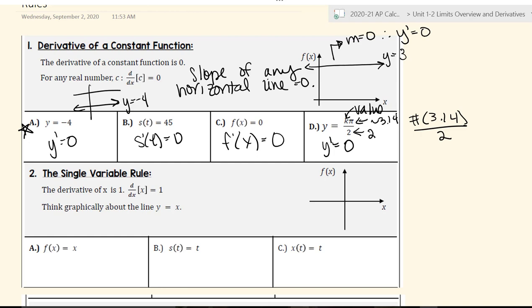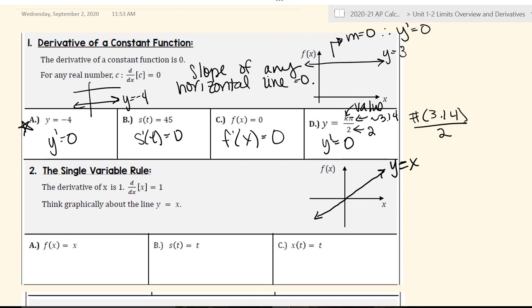Next, we'll talk about our single variable rule. And all that we're saying here is the derivative of any single variable is going to be 1. So let's look at the line y equals x. Remember that the derivative is the average rate of change. So how are we moving? Up, over, up, over, up, over. We're going up 1 over 1, up 1 over 1. So that means that the derivative of this is just going to be 1.